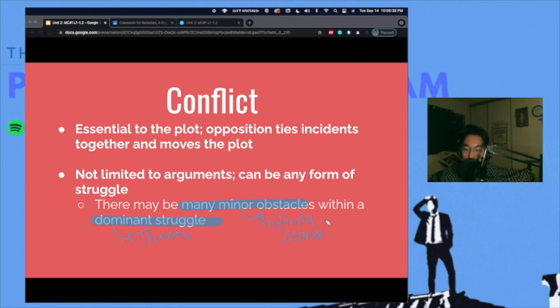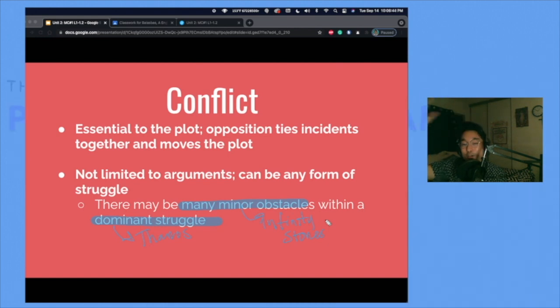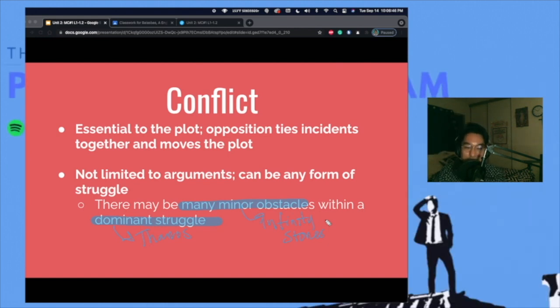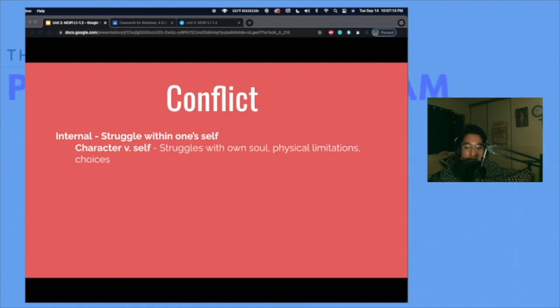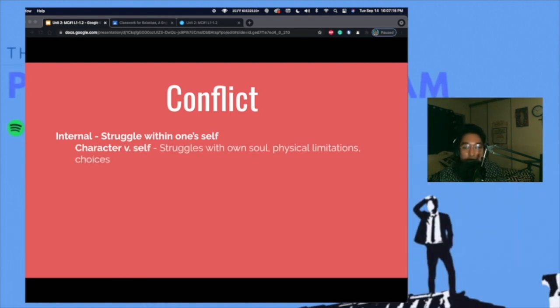Because all the characters are on a journey to collect the stones before Thanos does, but Thanos is the overarching dominant struggle here. So within conflict, as we've described, there are clearly different forms of struggle, different forms of conflict. And the two that we're going to look at are internal and external. So first, with internal, there could be the struggle within oneself. This could be the character versus the self. They're struggling with their own soul, physical limitations, choices that they've made.